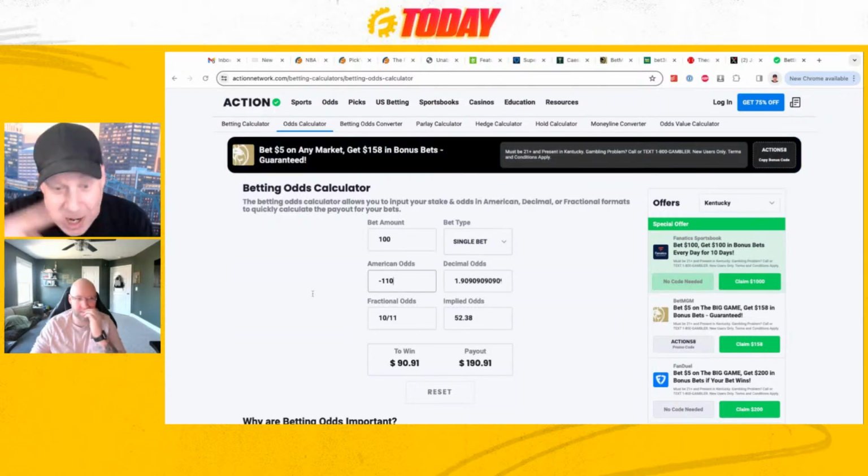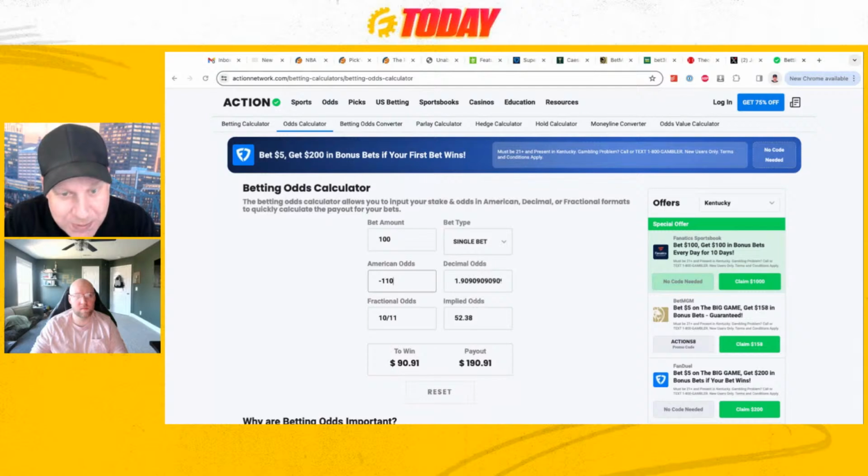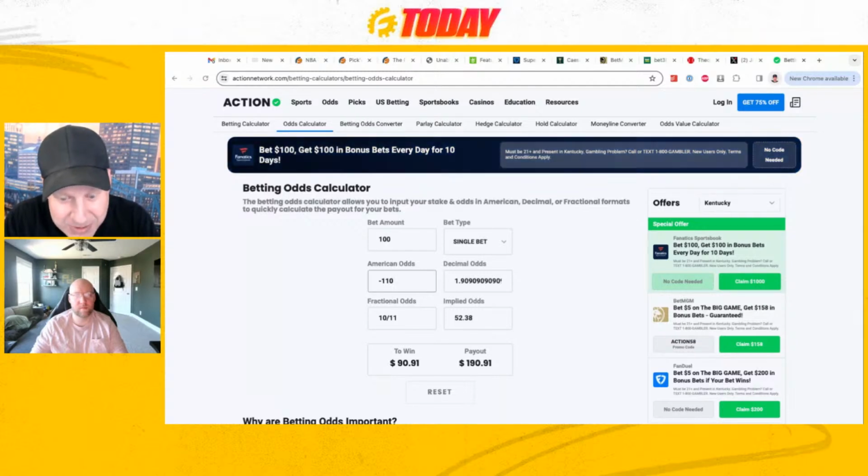So by not going and getting the minus 110 that's available and taking the minus 120, you're giving up a little over 2%, which is ridiculous to do, especially if you're doing this on a regular basis. When they'll pay you 2.17% more. That's almost twice as much as the difference between betting minus 105 and plus 100 on a coin flip.